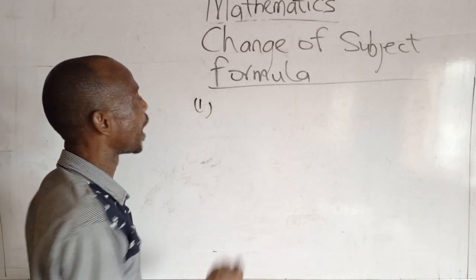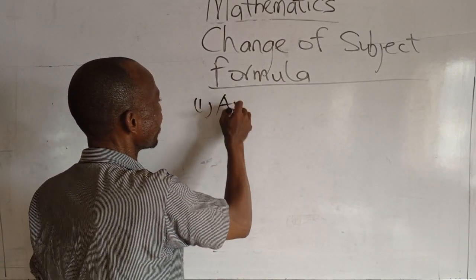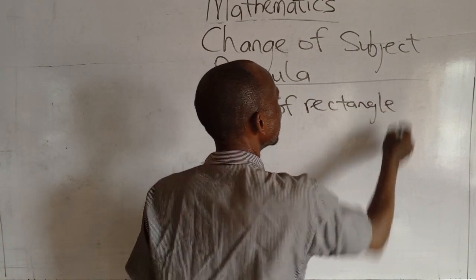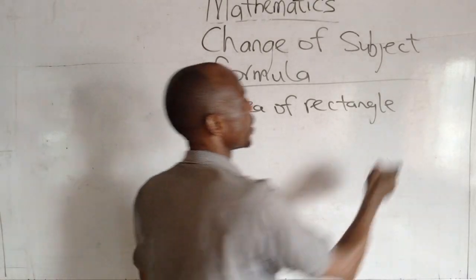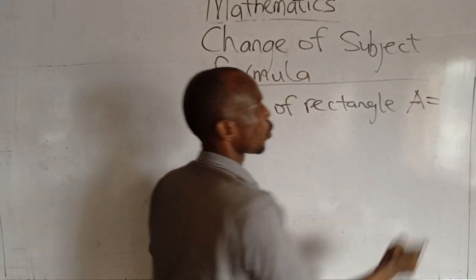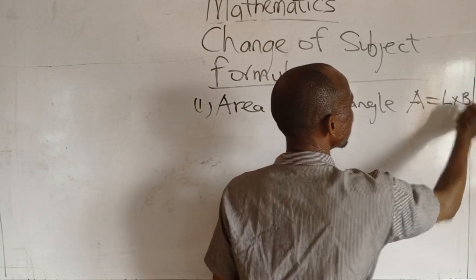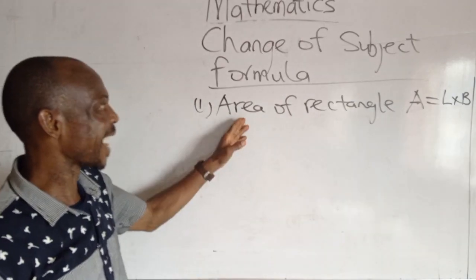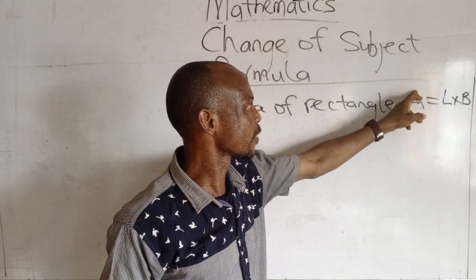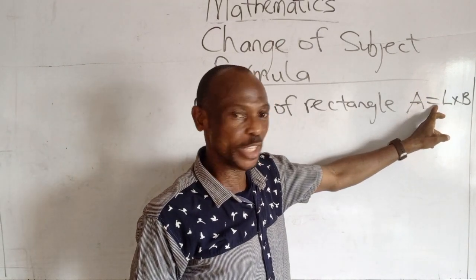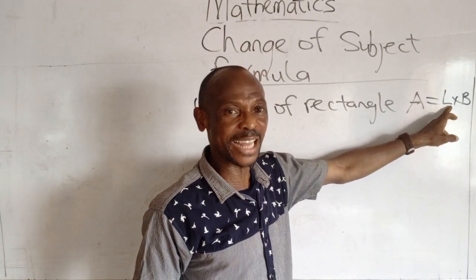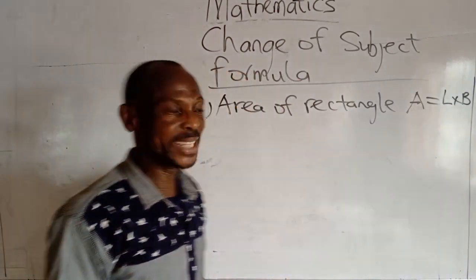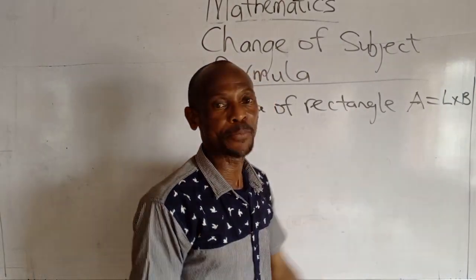Let me look at one formula. Area of what? Rectangle. The formula for the area of a rectangle A is given as what? L times what? B. This is the area of a rectangle. So you can see that A stands for area. We have the equality sign. L stands for length. And B stands for what? Breadth. This is an example of a formula.